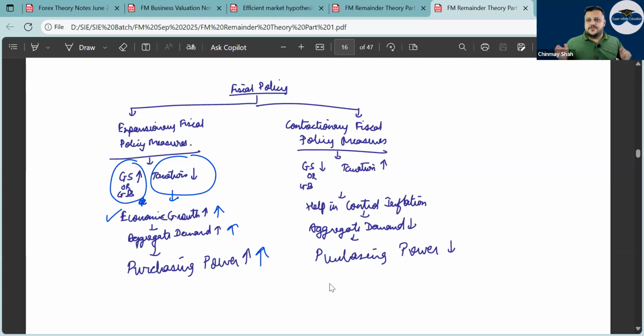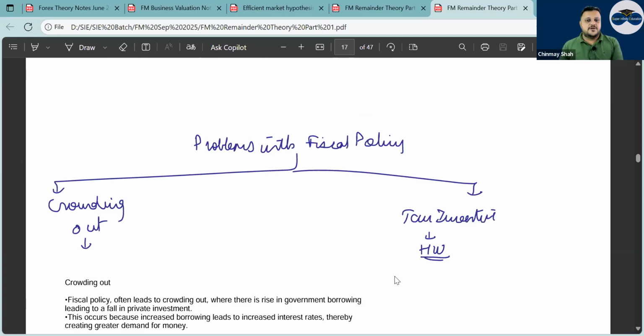But if there is a contractionary fiscal policy, where the government wants to shrink or make the economy smaller, then what will happen? The government spending will reduce and taxation will increase so that excess money is taken away from the people. It helps control inflation, and aggregate demand goes down and purchasing power goes down.